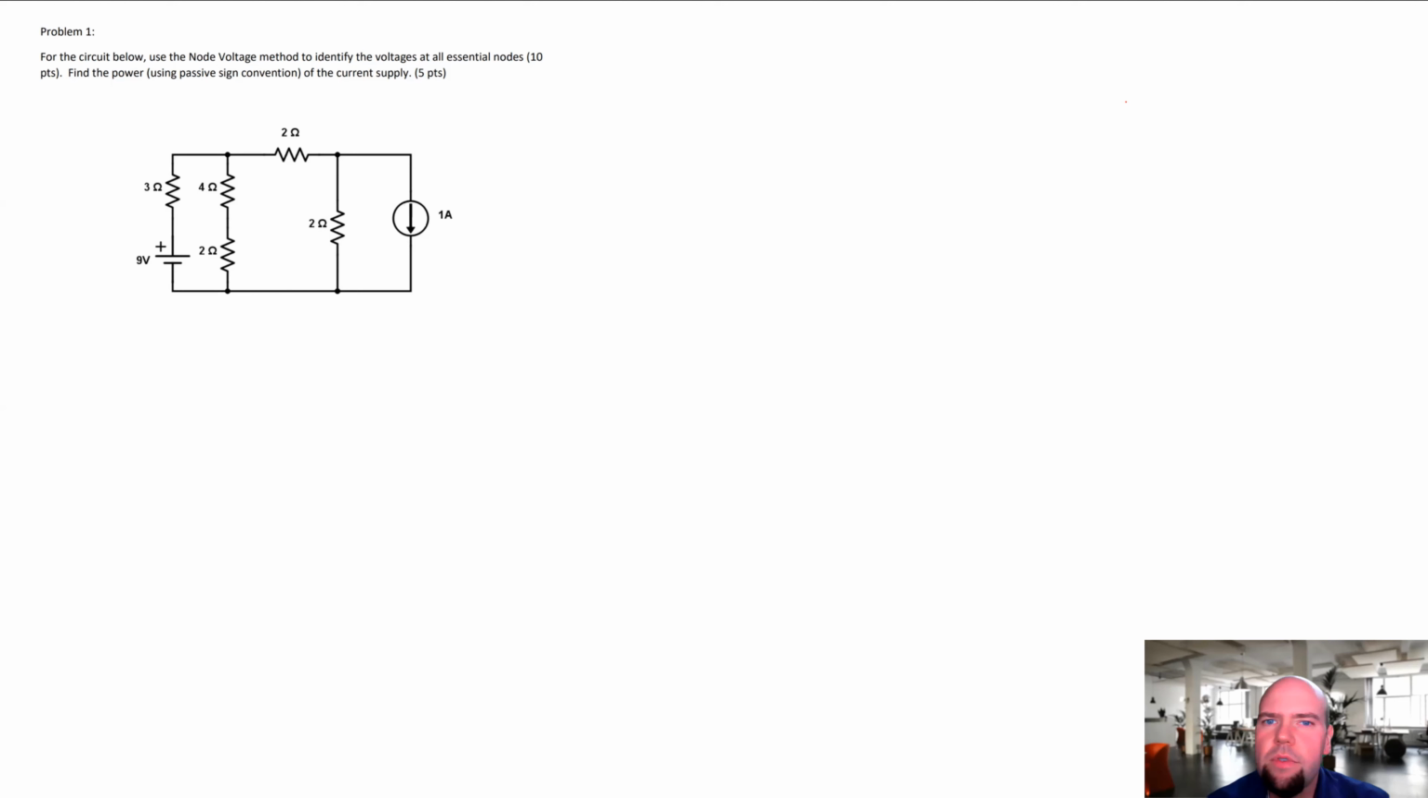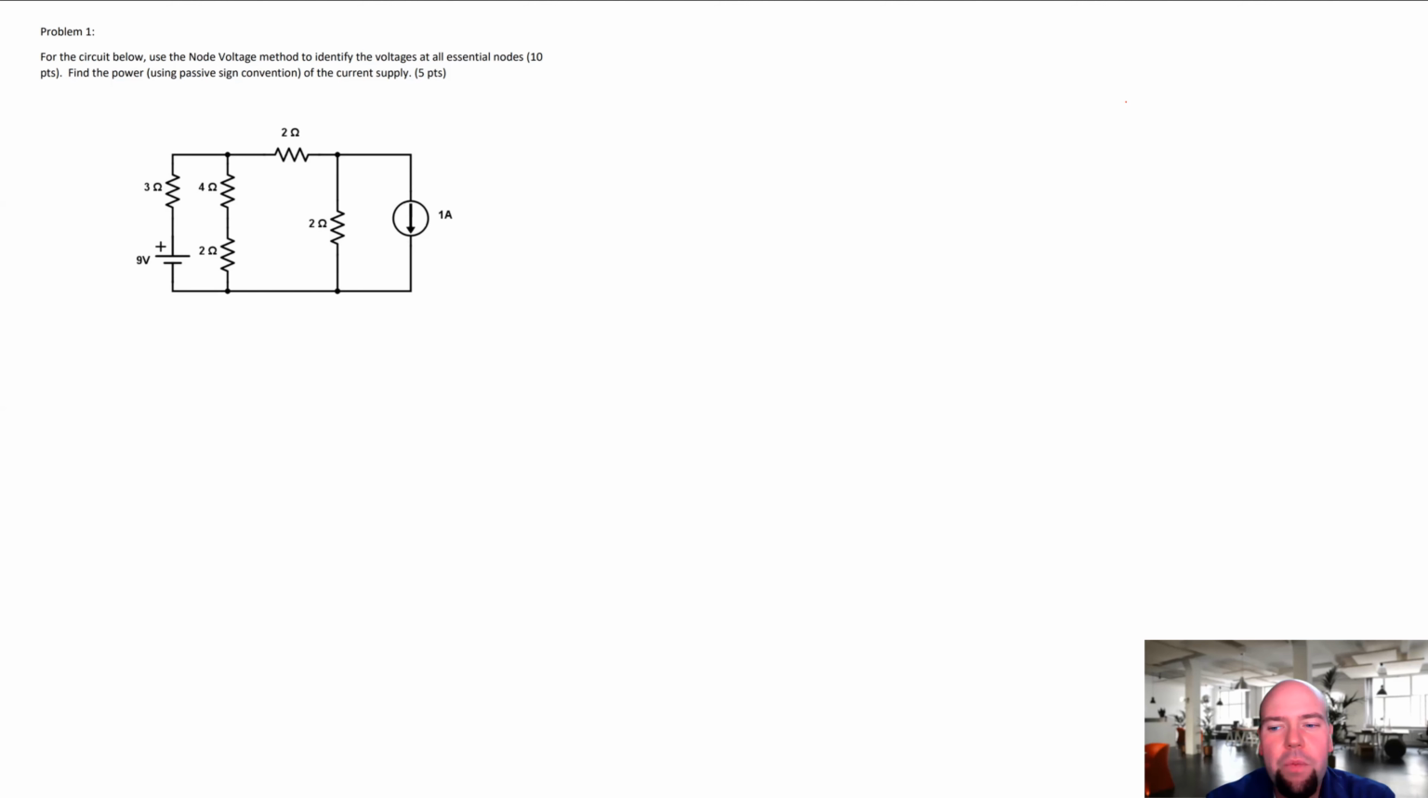Midterm 2 is all about chapter 4, and these review problems are all in chapter 4. The big concepts in chapter 4 are node voltage, mesh current, source transformations, Thevenin and Norton equivalents, and superposition. Those are the 5 things we go over in chapter 4. So you can expect those are the 5 areas where you'll see questions on the exam.